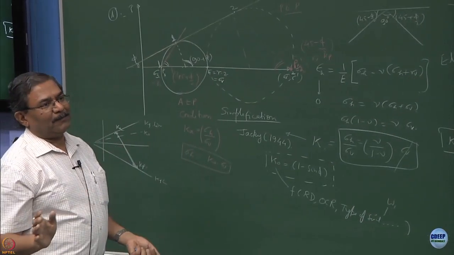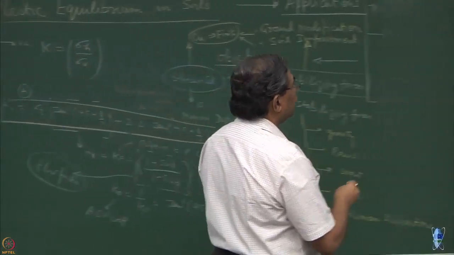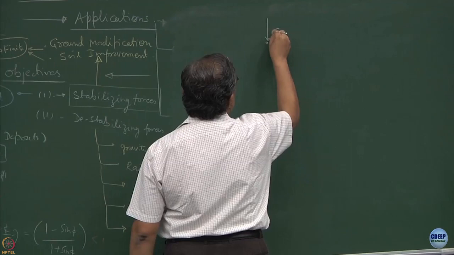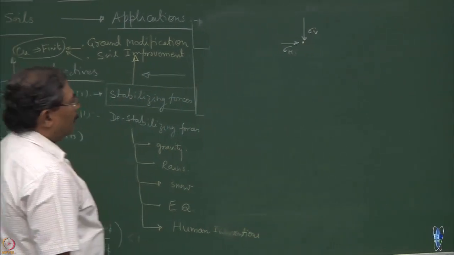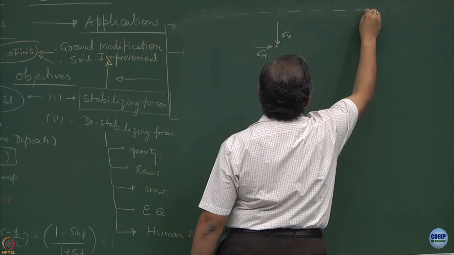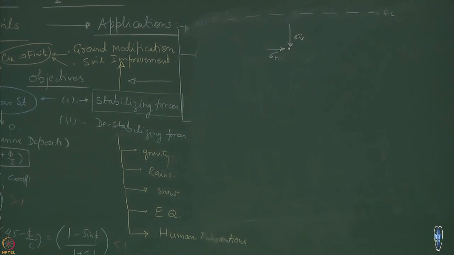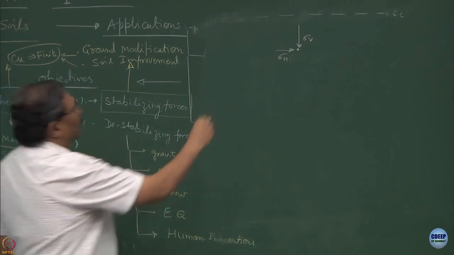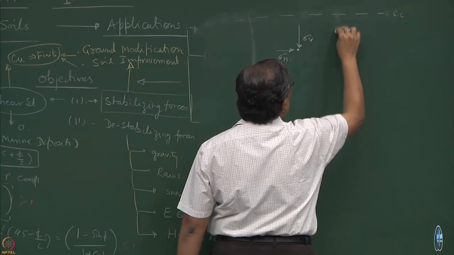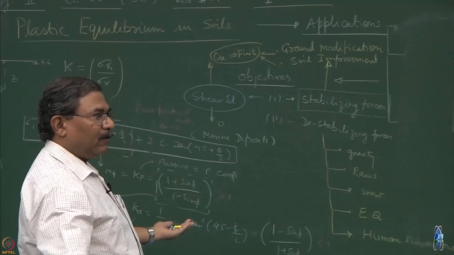So, what we have done until now is, we have just defined the state of plastic equilibrium. Starting from this state of stress, let us say this is the soil mass, ground level. Remember when we were talking about granular material long back, we considered two rigid boundaries in the soil mass, hypothetical. I am assuming that these are the two hypothetical planes which exist in the soil mass, which is semi-infinite on both sides.